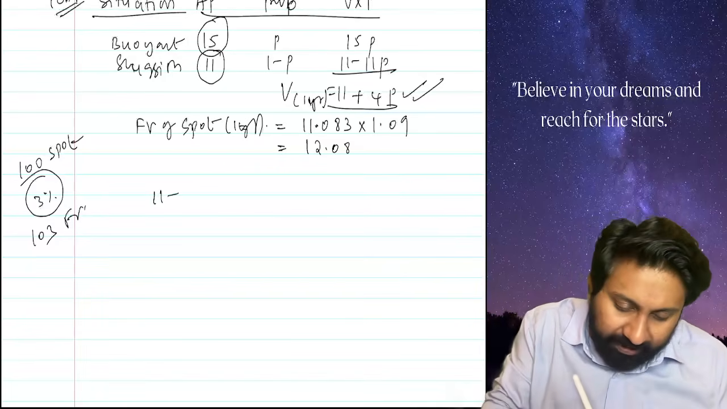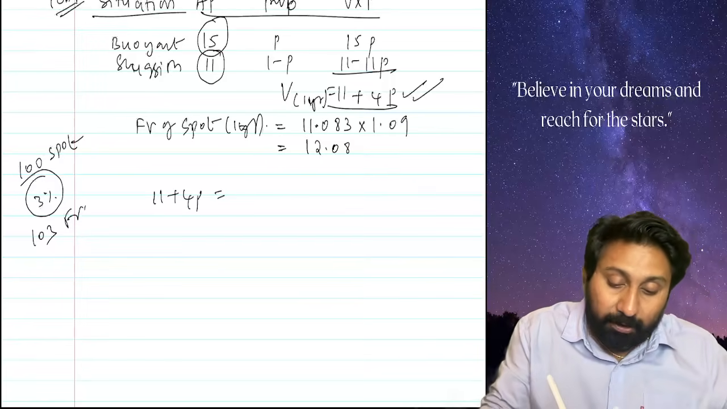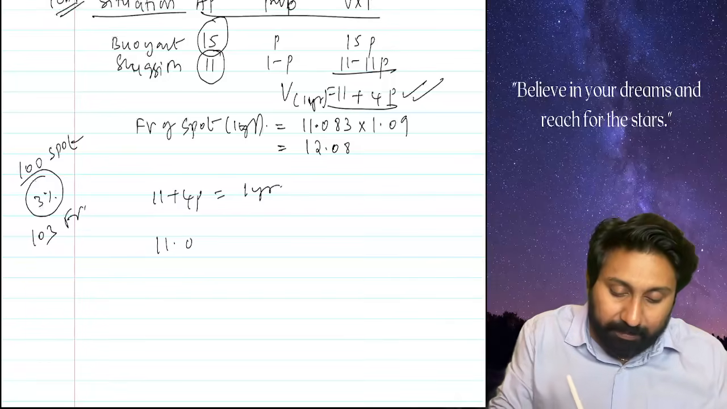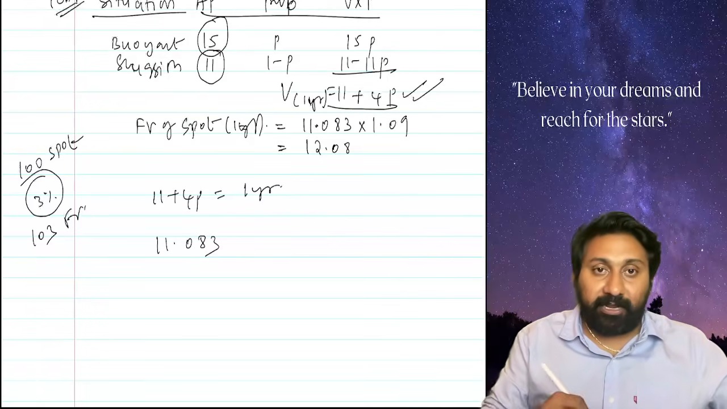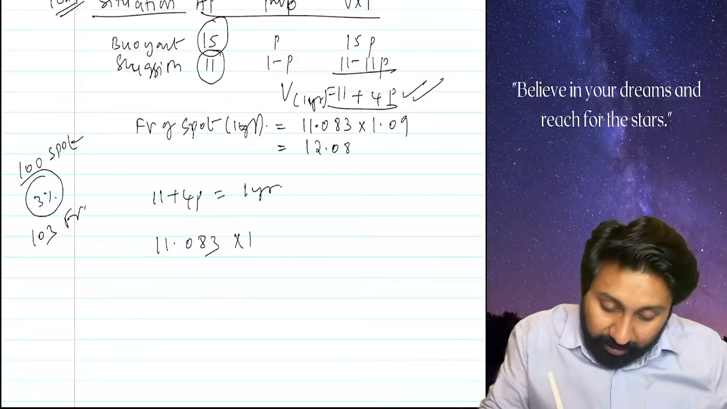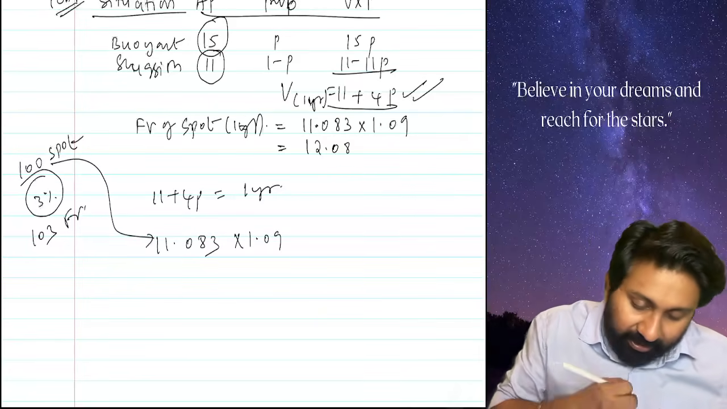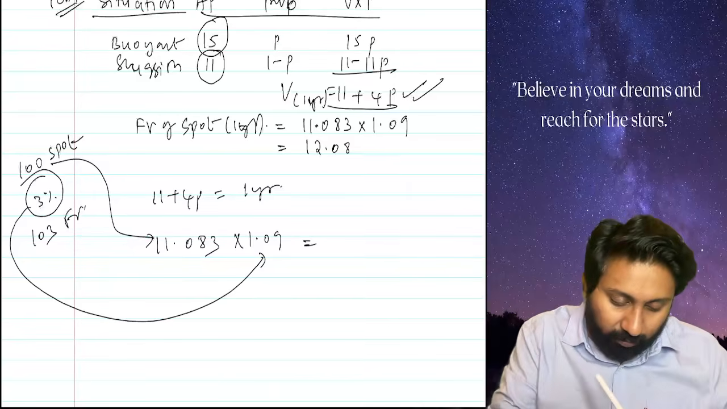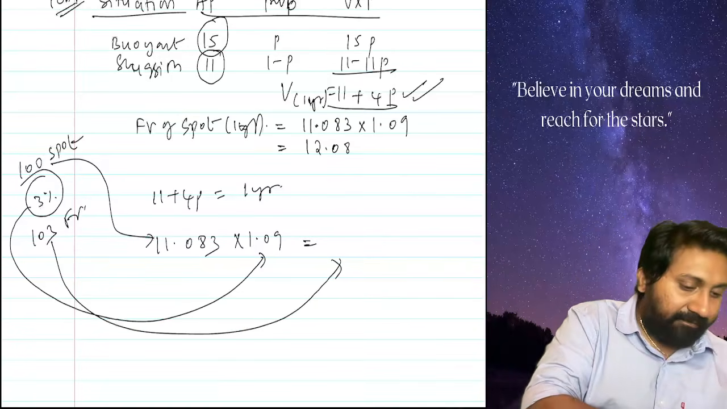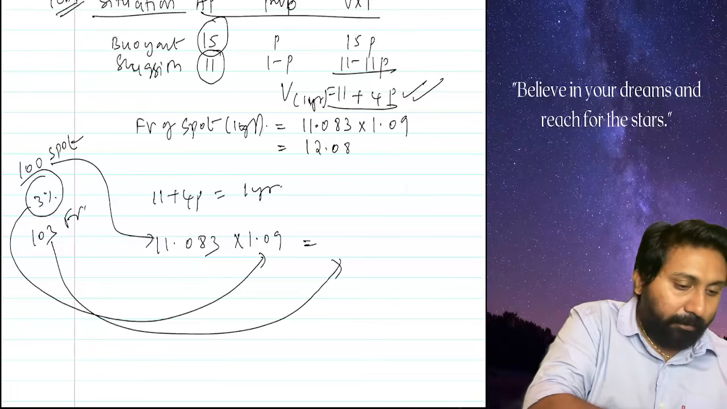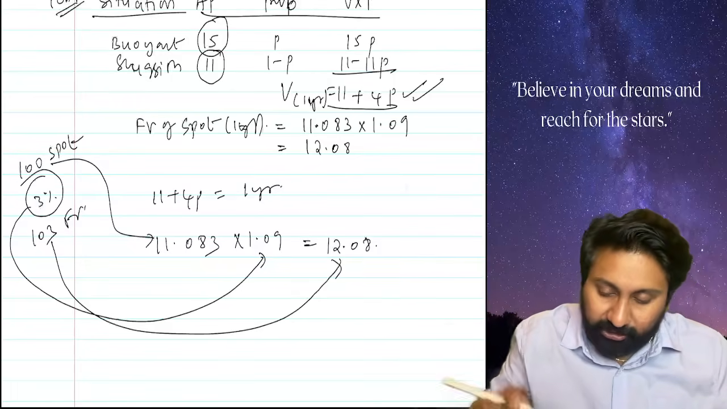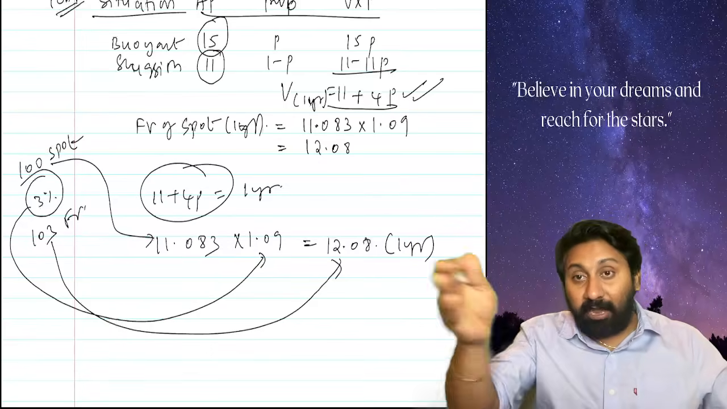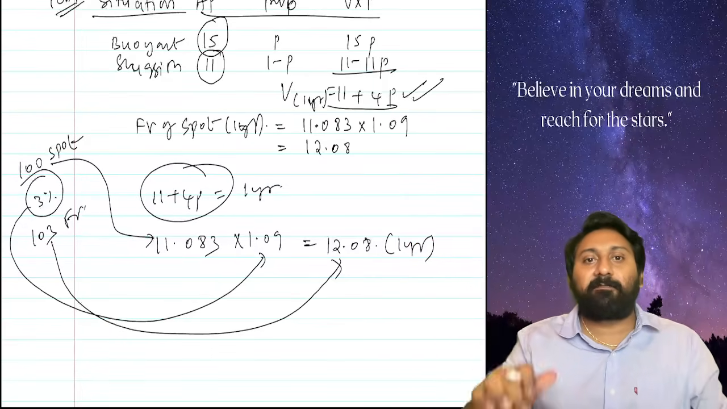This will also be the same. What is 11 plus 4P? This is the price after 1 year. What is the price of the building today? 11.083. I want a return of how much? 1.09. This 100 is the same as 11.083, and this 3% is the same as 1.09. Therefore, what will be the 103 value here? 11.083 into 1.09, which is 12.08. This is the value after 1 year, and 11 plus 4P is also the value after 1 year. Equate both of them and you will get the value of P.